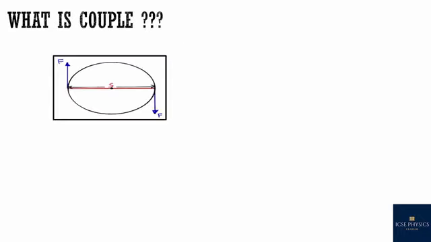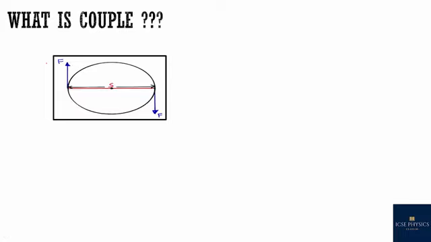What is a couple? A couple is two equal and opposite parallel forces not acting along the same line to produce a turning effect. It is a special case of moment. As you can see here, these two forces are equal and opposite, and if this force moves like this and this force is moving like this, it is producing a turning effect. So it is a special case of moment, and these two are equal and opposite parallel forces.